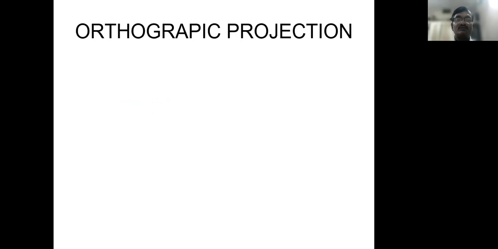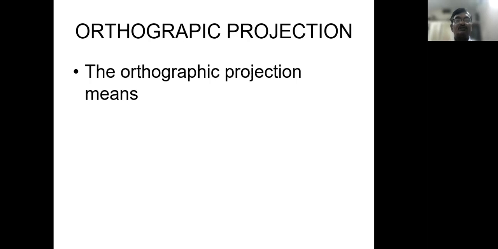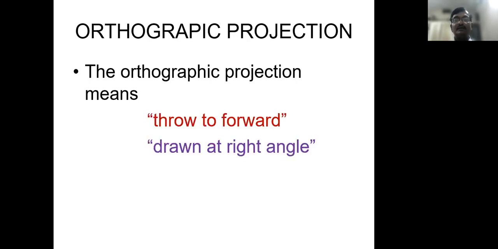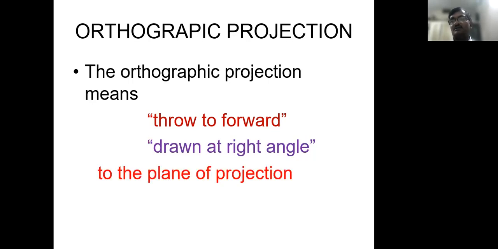Orthographic projection, what is the full meaning of orthographic projection? The orthographic projection means thrown forward and drawn at right angle. Thrown forward onto a plane of projection, that indicates thrown forward, drawn at a right angle.